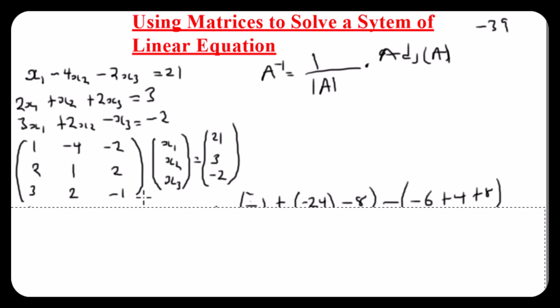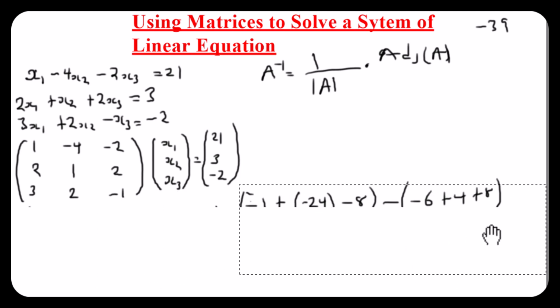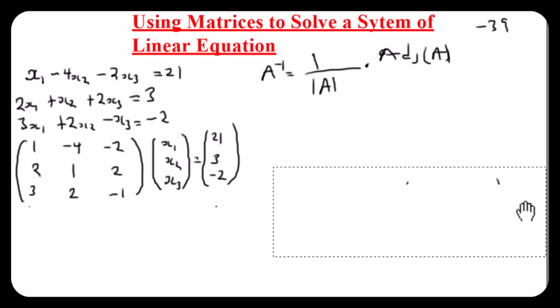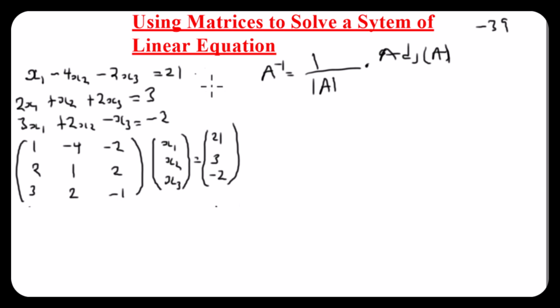If it's confusing, there's a video concerning it underneath, the determinant of a matrix, where we did the shortcuts to finding the determinant of a 3 by 3 matrix. Okay, now to find the adjoint. Remember, before you can find the adjoint, you have to find the cofactors first.